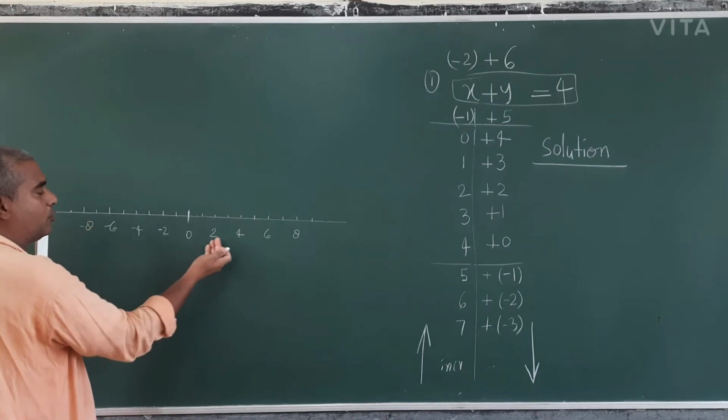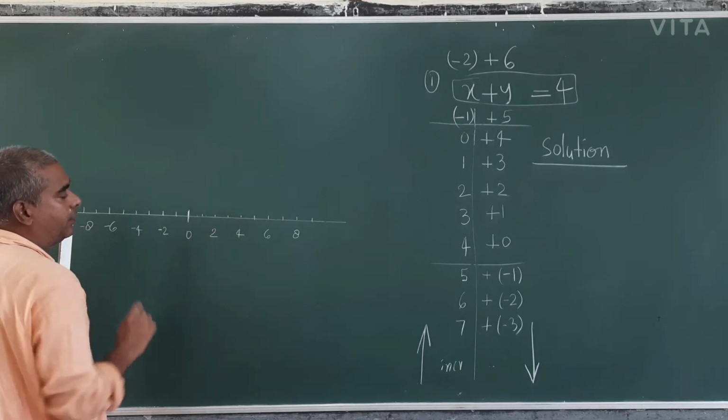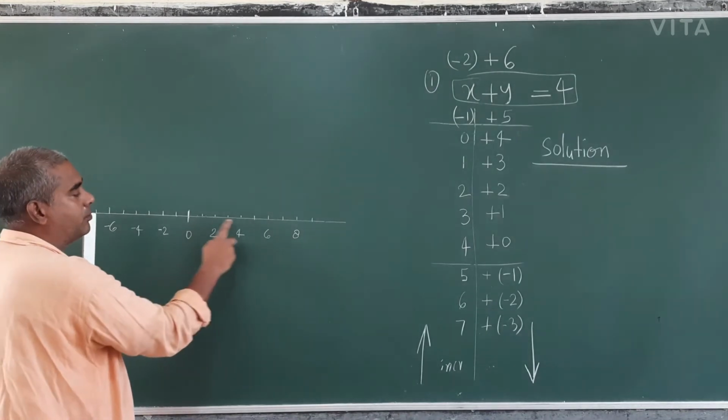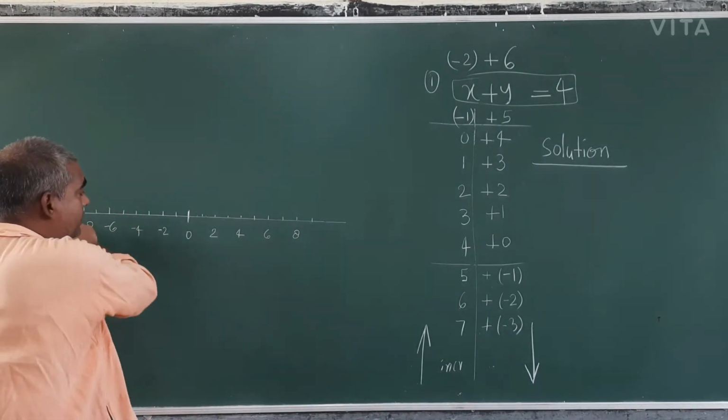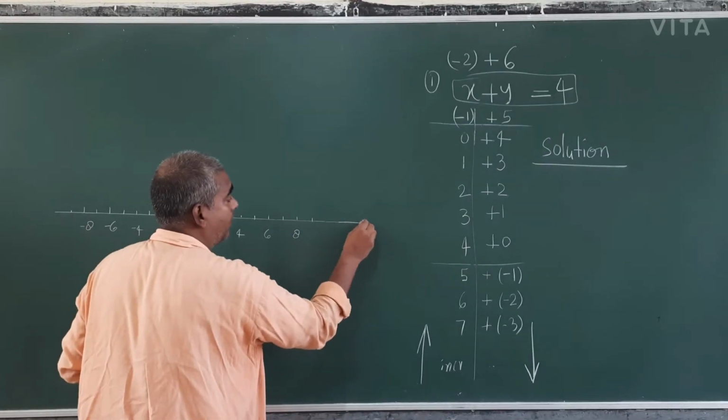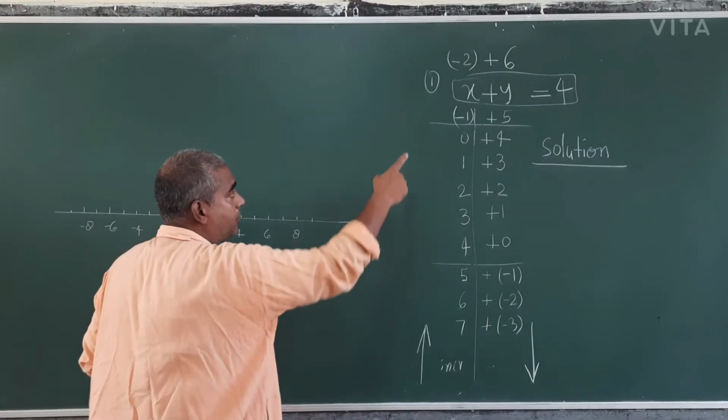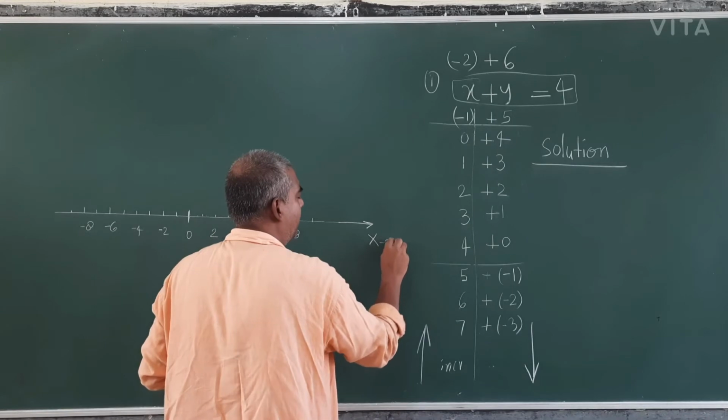Means 0, 2, 4, 1 is there, 3 is there. Sometimes we write only 0, then 5, then 10. Okay. So this is the x. This is x. We will use x axis here.